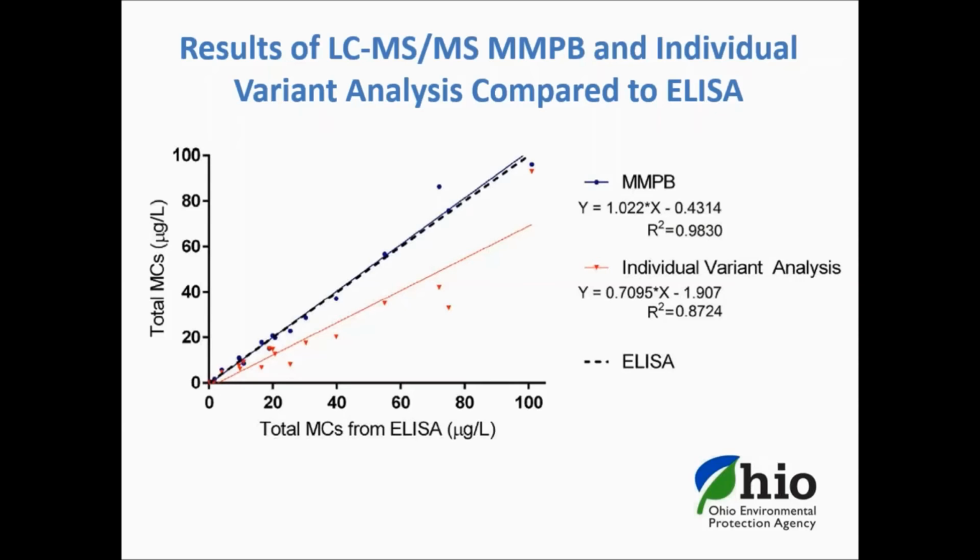The literature also often claims that ELISA overreports total microcystins compared to LC-MS-MS, but considering that LC-MS-MS analysis is often limited to only a handful of variants, a more accurate assessment might be that LC-MS-MS underreports total microcystins as compared to both ELISA, MMPB, and the tandem LC-UV-MS scan method. The UV-MS data is not plotted on this graph, but if unknowns were included, they would plot between the individual variant and MMPB lines. Next slide.